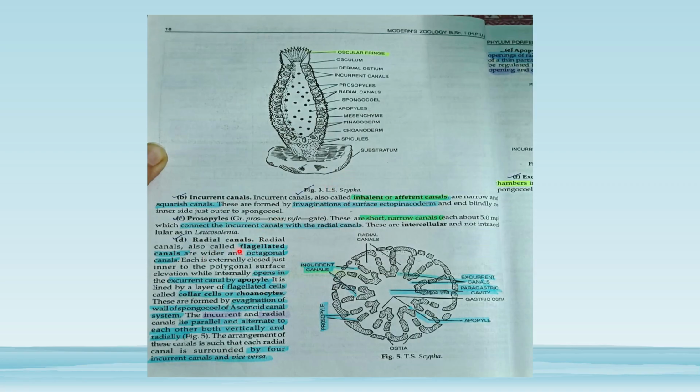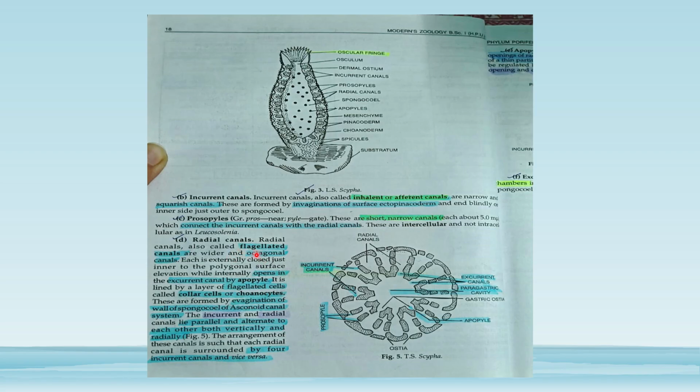Last but not the least, radial canals. These are a very important class, and this is a radial canal. Okay, so this is the purview of the radial canal. These are prosopyles. Remember, don't forget to mention this. These are incurrent canals. These are radial canals, excurrent canals, gastral ostia, and apopyle. Apopyle is the middle one. And this is the paragastric cavity. These are the outer ones. This is the ostia. Okay, this is a TS, Scypha, transverse section.